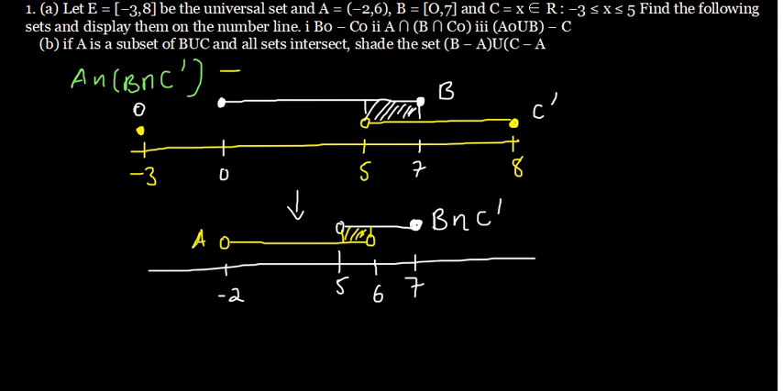So meaning that this set that we want is running from 5 up to 6, and both are going to be open. So that is it for this question. That is going to be the answer.